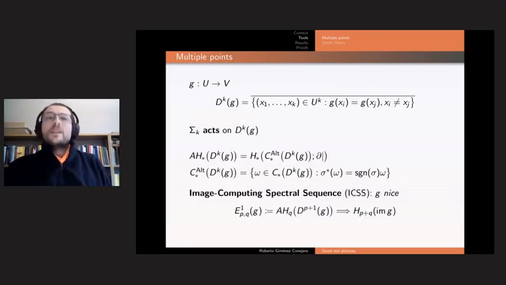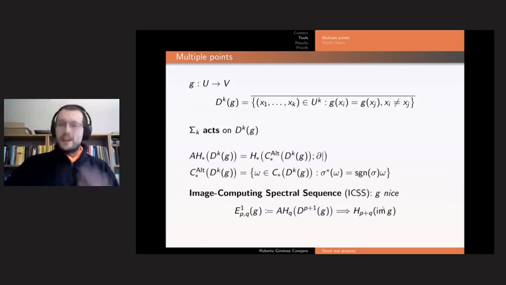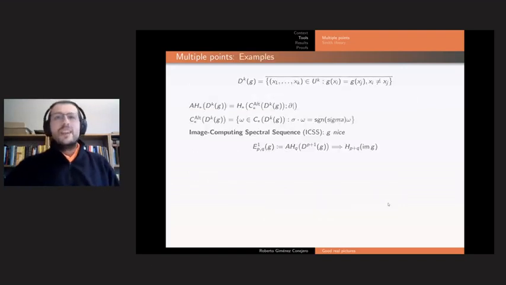If you take these, there is a machinery called image computing spectral sequences that you feed this kind of special homology, and they give you the homology of the image. And I'm going to show you an example now.